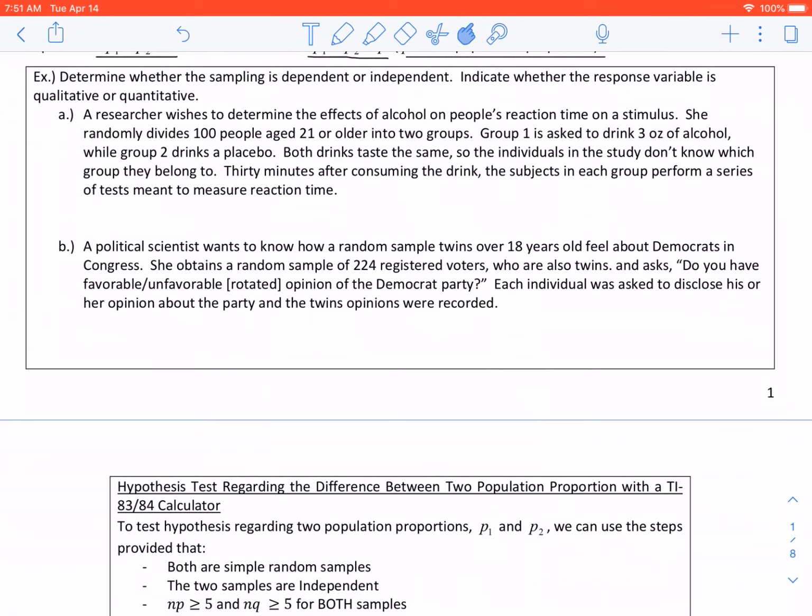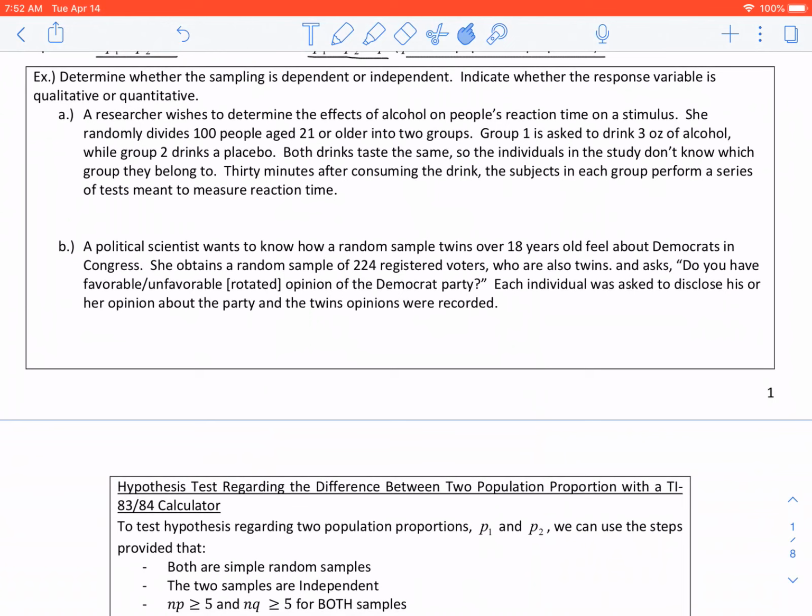A says a researcher wishes to determine the effects of alcohol on people's reaction time to a stimulus. She randomly divides 100 people aged 21 years and older into two groups. Group 1 is asked to drink a 3-ounce alcohol, while Group 2 drinks a placebo. Both drinks taste the same, so the individuals in the study don't know which group they belong to. 30 minutes after consuming the drink, the subjects in each group perform a series of tests meant to measure reaction time.